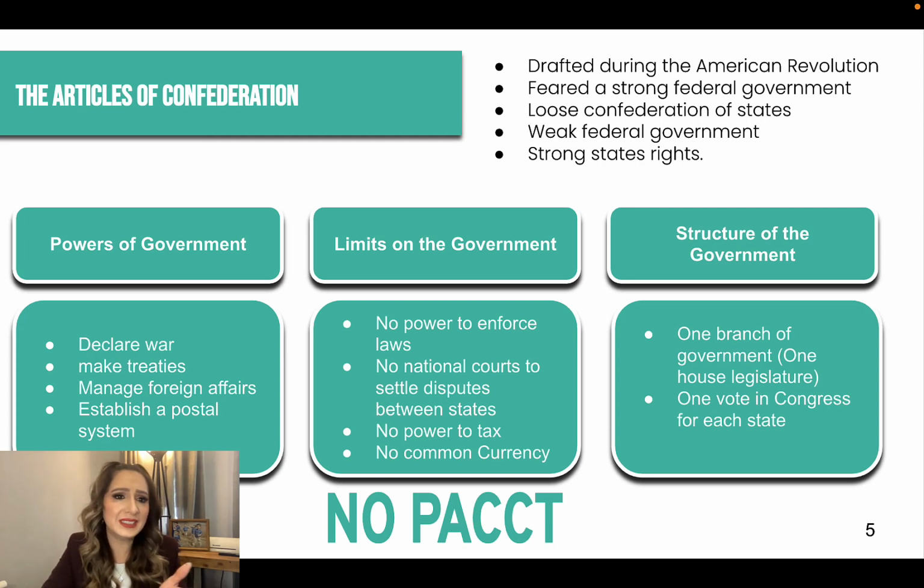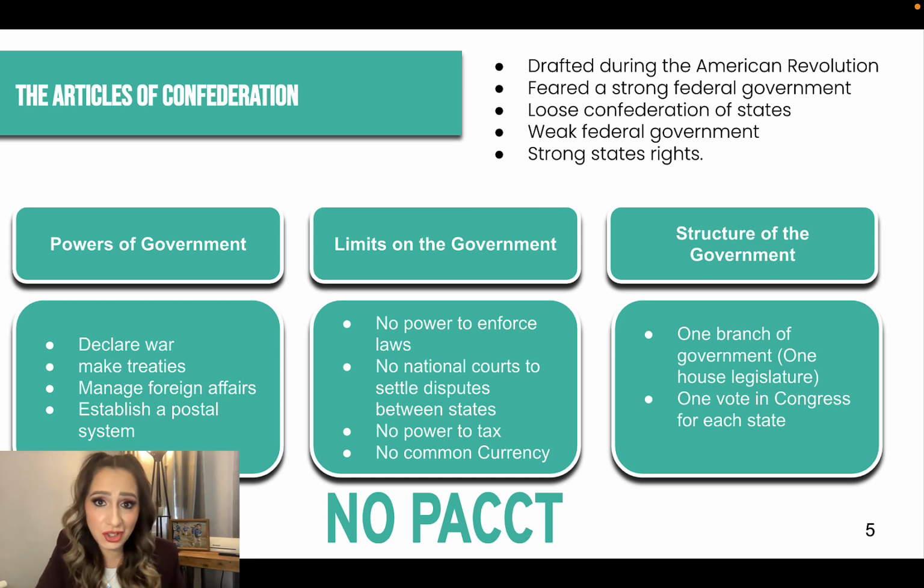So let's continue with the Articles of Confederation. Now, what powers did the AOC, the Articles of Confederation, have? They had the power to declare war, make treaties, manage foreign affairs, and establish a postal system. Now think about it. Why did they give them this power? Well, they're in the middle of fighting a war. So they needed to be able to make treaties and deal with other foreign nations, like getting France to ally with them. So that's why they did give those powers during that time.